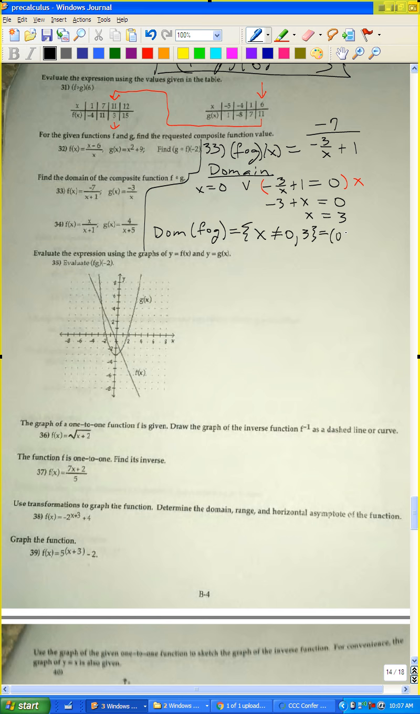So it is the interval from negative infinity to 0, 0 to 3, and 3 to infinity. Now, I'll never fit that in there. Negative infinity to 0, 0 to 3, and 3 to infinity. So that's the domain of your function.